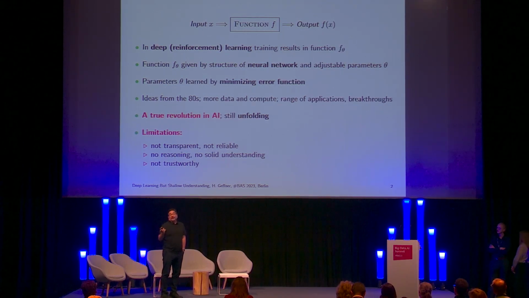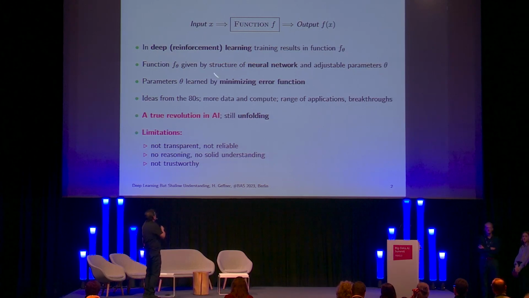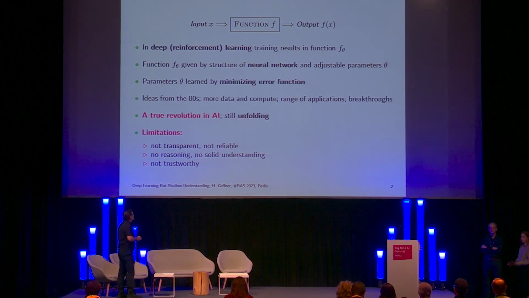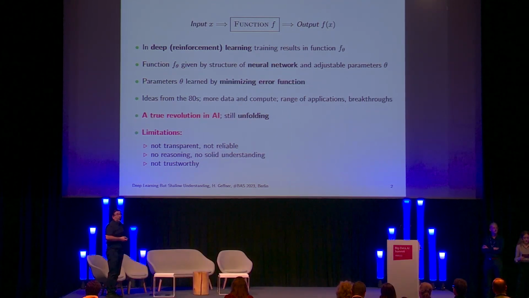So from the point of view of computer science, we talk about functions. And these functions have a characteristic. Normally, the structure of the function is fixed, and what you learn are the parameters of this function. It's a very simple idea, a very simple approach. Actually, the ideas have been around for some time, mainly since the 80s and so on. But basically, these days we have more data, more compute, and a very interesting and original range of applications that are actually making a big difference. That's why we are here. So definitely a true revolution in AI.